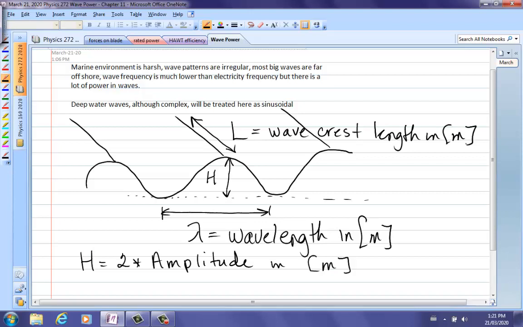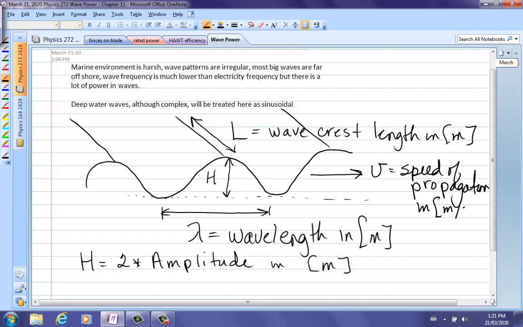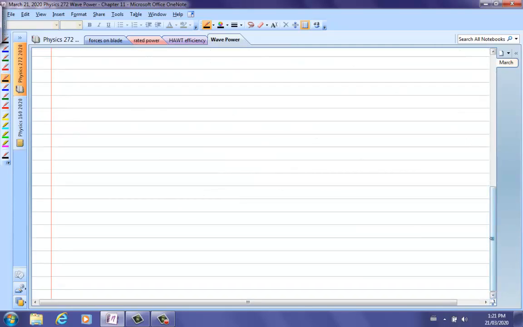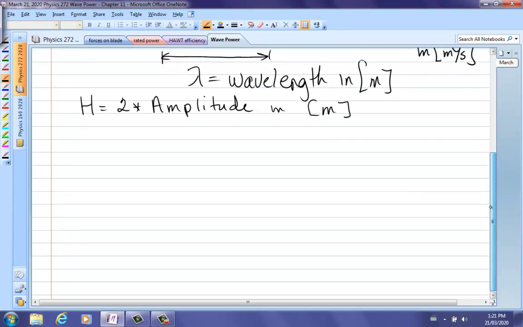Okay, now this wave would be propagating in this direction. So V is the speed of propagation, sometimes also called phase speed. And that's in meters per second. Okay, so those are the variables that we'll be looking at.